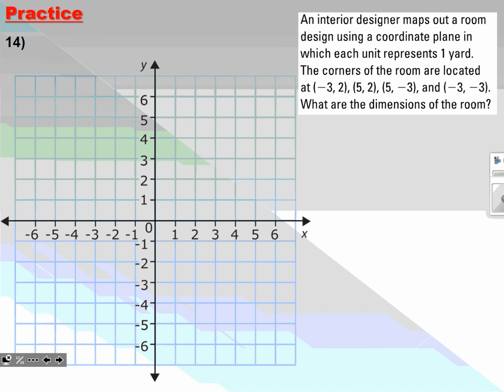For number 14, you can do the exact same thing. This is what it says. An interior designer maps out a room design using a coordinate plane in which each unit represents 1 yard. The corners of the room are located at those points. Graph those right now. So I will get negative 3, 2, 5, 2, 5, negative 3, negative 3, negative 3.